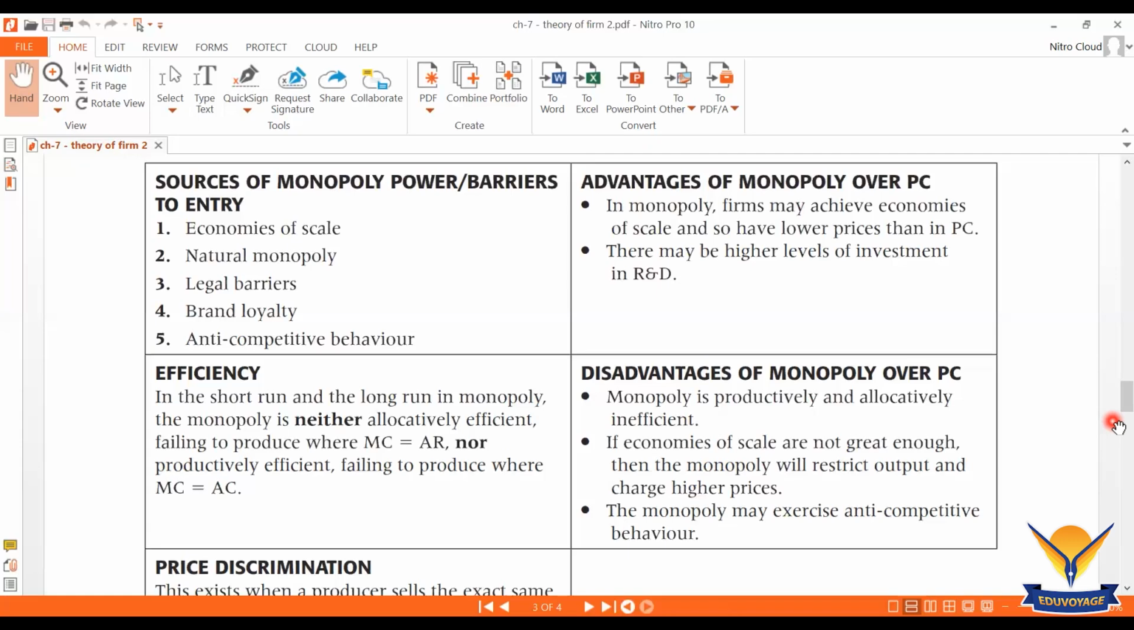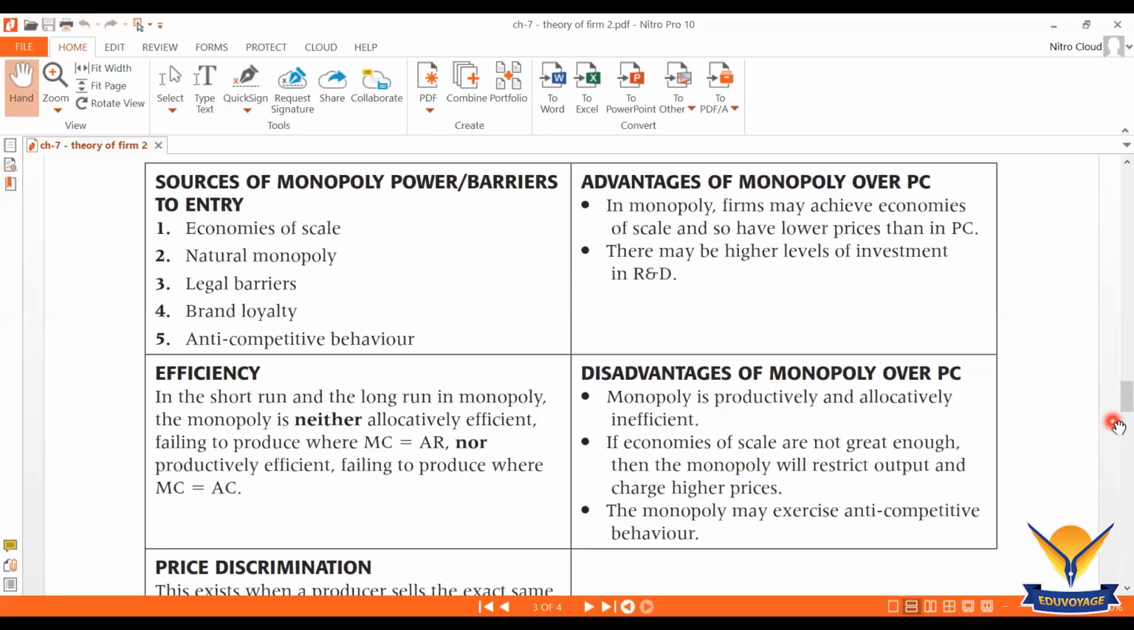Now, advantages of monopoly over perfect competition. In case of monopoly, firms achieve very high economies of scale, so they can offer things at a lower price than perfect competition. There may be high levels of investment in research and development in case of monopoly, because they can afford that. It's a very big firm, so they can get into more innovation, more technology, better investments there. But disadvantages: they are productively and allocatively inefficient, whereas a perfect competition firm is efficient in the long run.